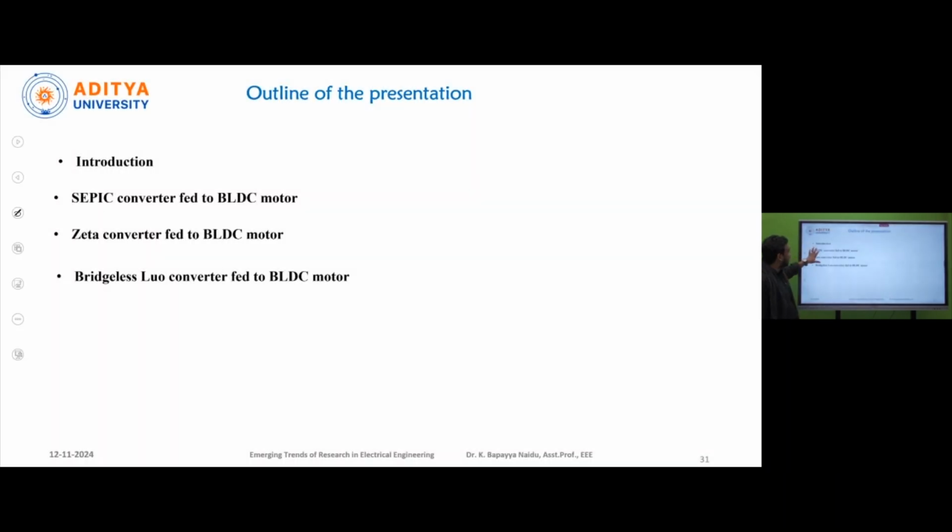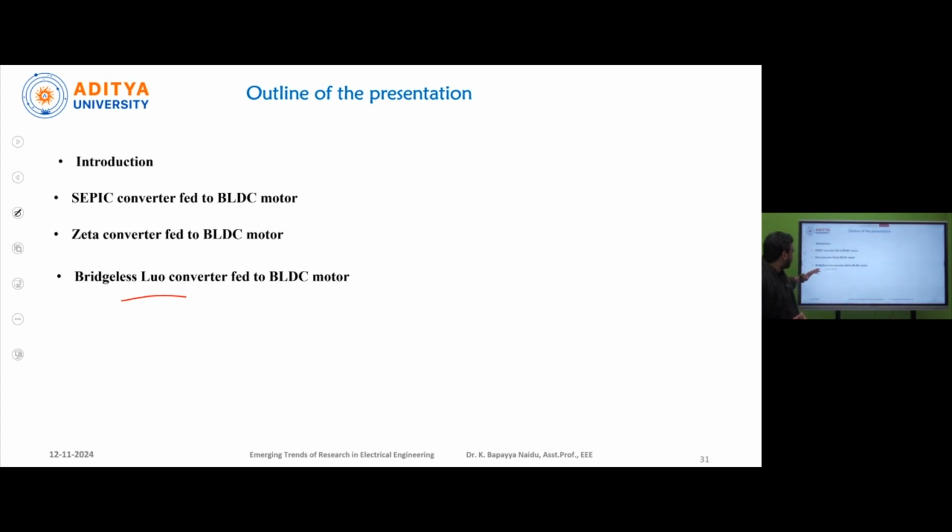Okay, here mainly we will discuss the SEPIC converter fed to this BLDC motor, the Zeta converter and the bridgeless Luo converter. Okay, actually the main advantage of these converters is that they have high gain output voltages, and also whenever you are using this type of converters we can improve the power factor. That is the main advantage.